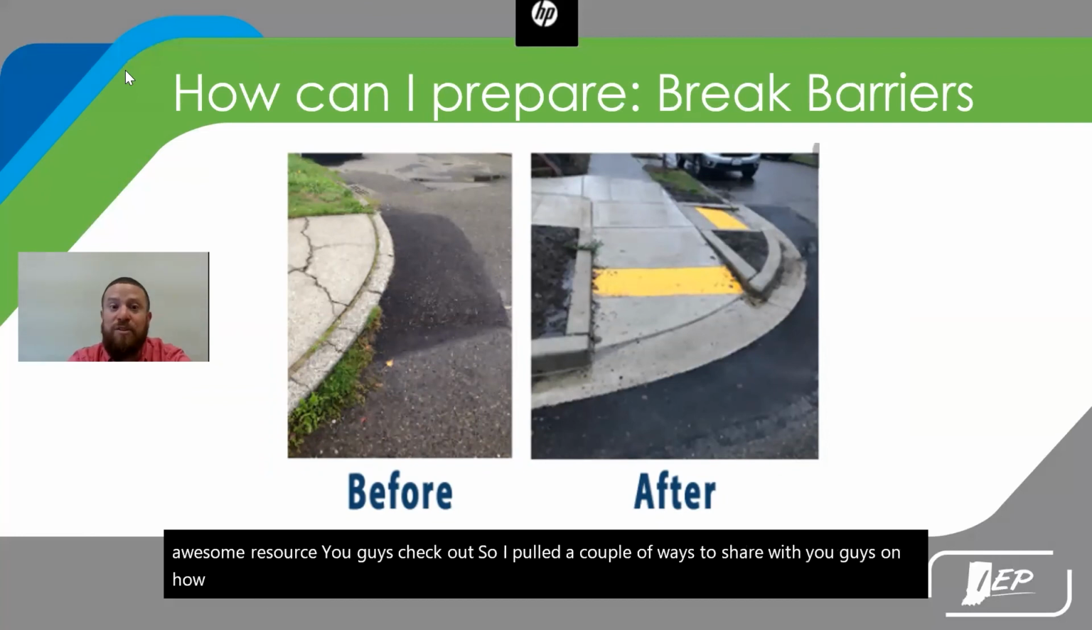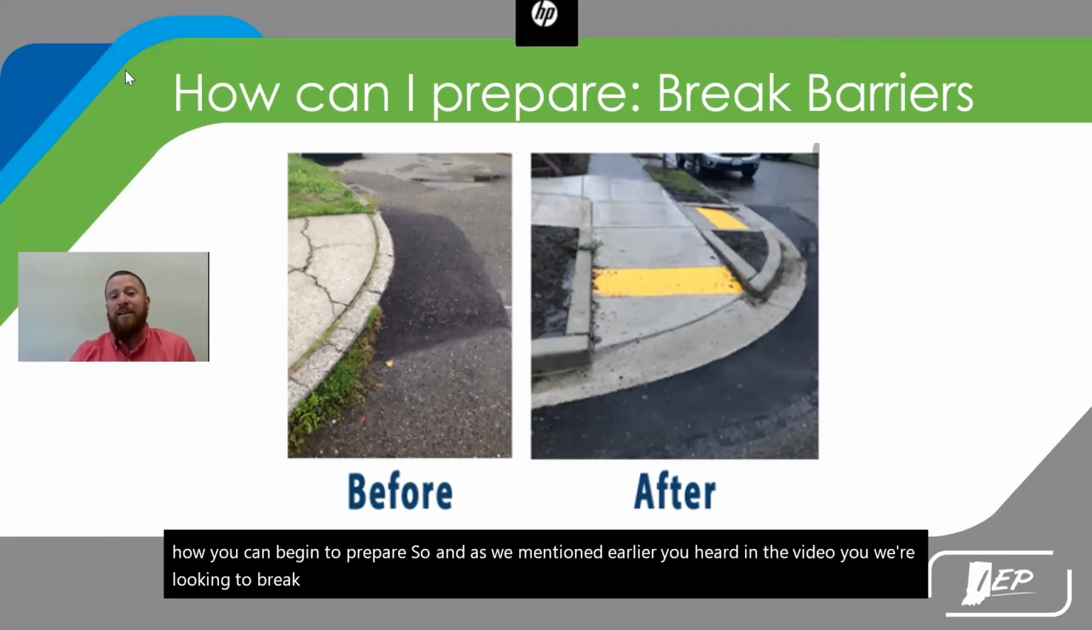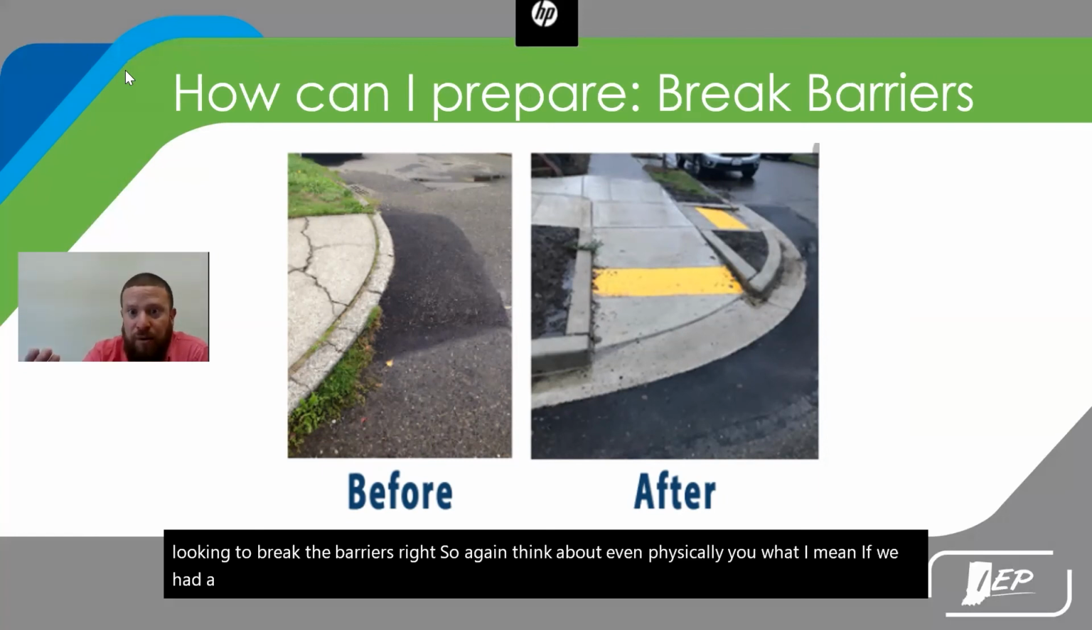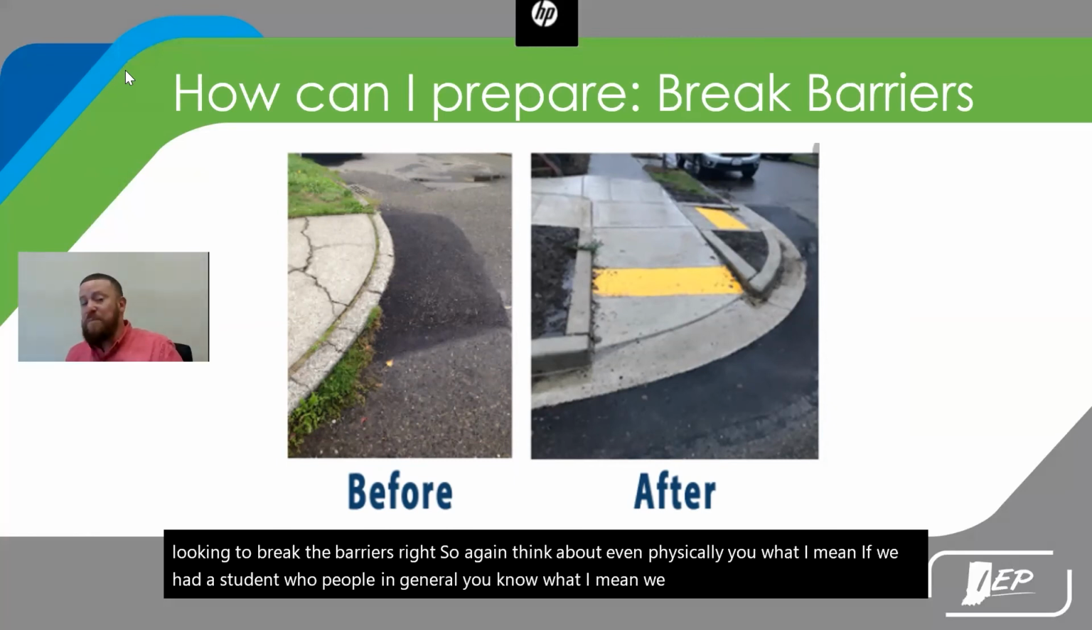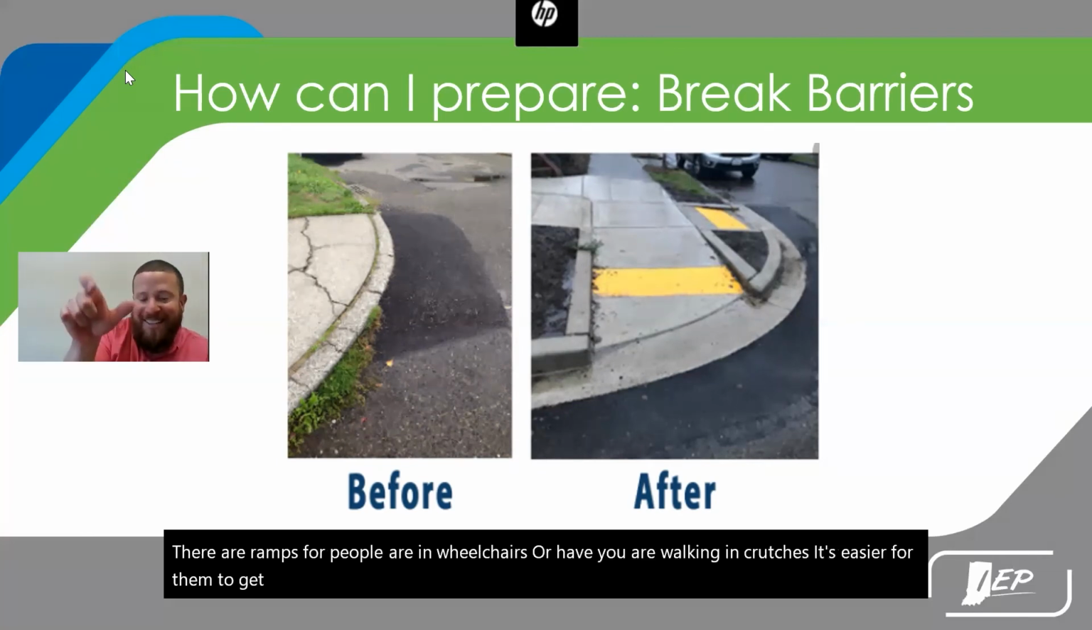As we mentioned earlier, you heard in the video, we're looking to break the barriers, right? So think about even physically. We see sidewalks where there are ramps for people who are in wheelchairs or are walking on crutches. It's easier for them to get up and access the sidewalk.